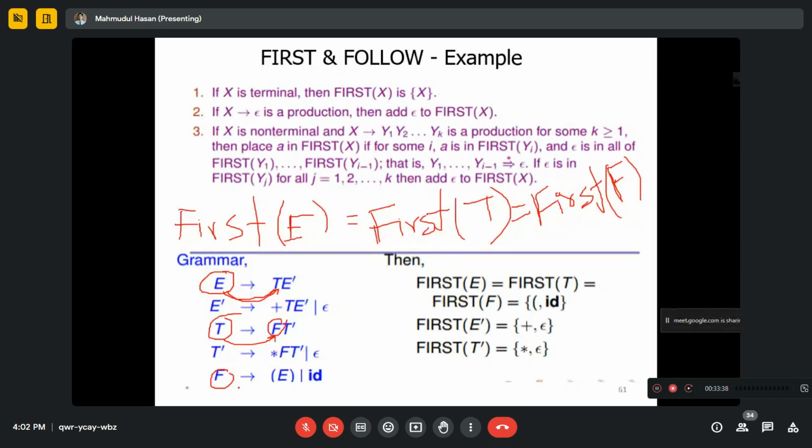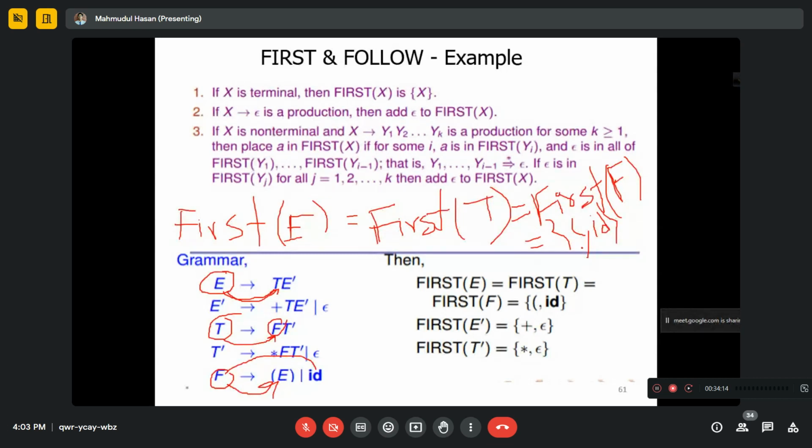First of F. So this one is actually terminal, and there is another one, that is ID. For this grammar, ID is terminal or non-terminal? Terminal. That's why the first of F is opening first bracket and ID. That means the first of F equals first of T and equals first of E. Got it, everyone?